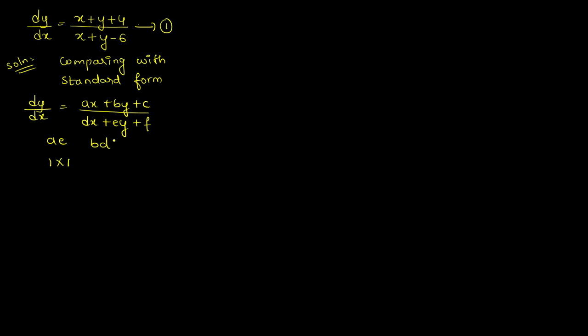Also compare BD. B is the y coefficient in the numerator, so here it is 1. D is the coefficient of x in the denominator, so it is again 1. So we can see that 1 times 1 is equal to 1 times 1. So this is of the type case 2, right? So when you have an example of the type case 2, what are we going to do?